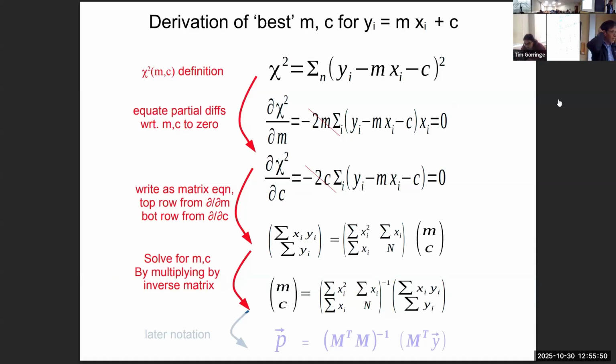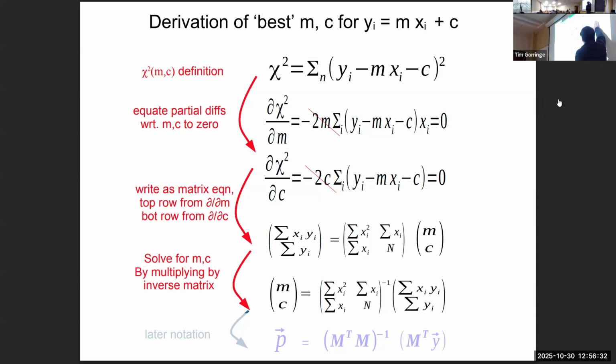Okay, so here's how you might do that. Starting with the idea that we're going to minimize a chi-squared, and that the chi-squared is calculated from your measured data, your xi's and yi's, and is a smooth function of the model parameters, m and c, the slope and the intercept. Starting from that, we calculate the best values of m and c, the values where the chi-squared is a minimum.